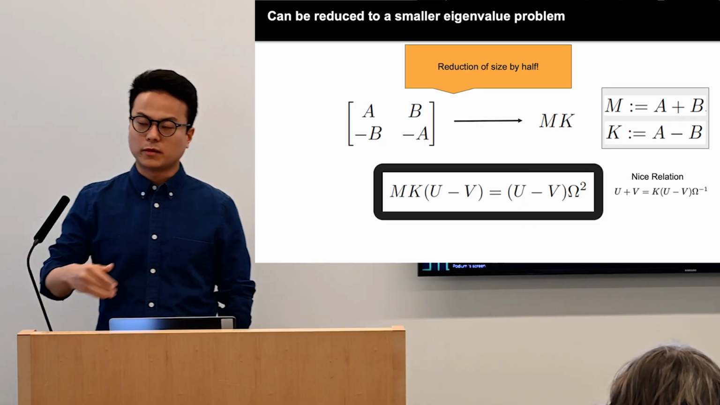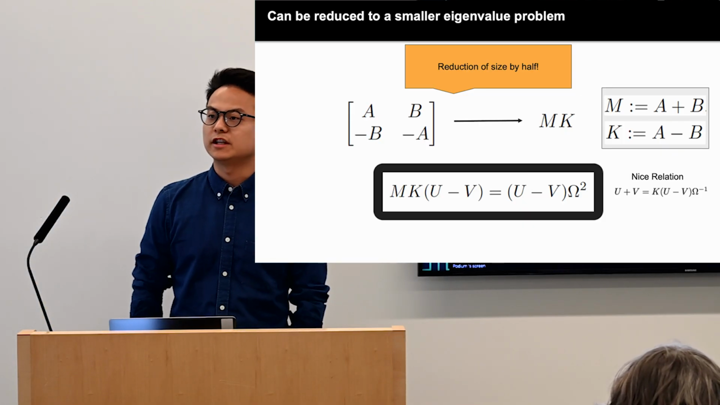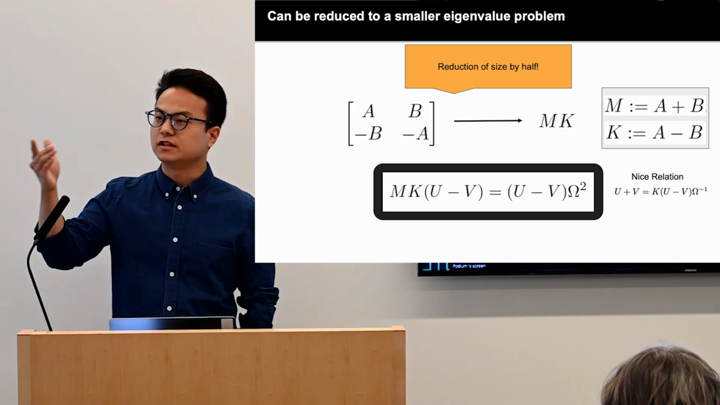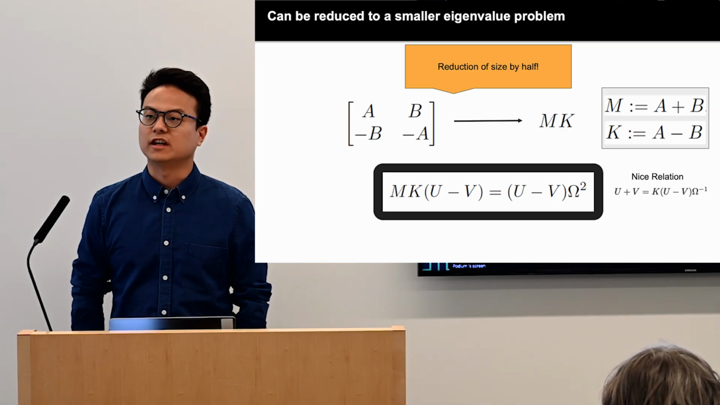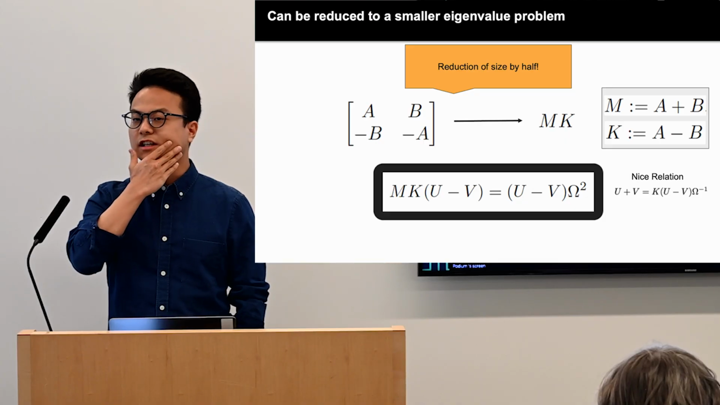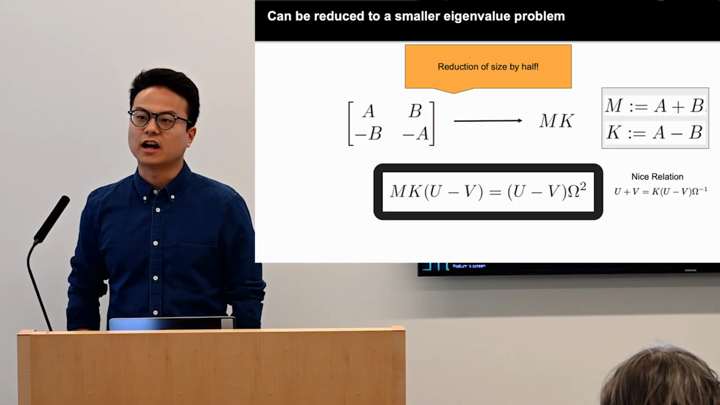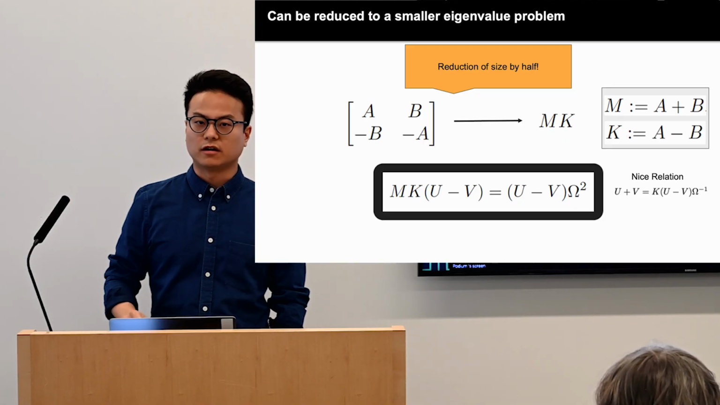And by making use of this nice relation that we have, where U plus V is equal to K to the minus one half times U minus V times omega to the minus 1, we can easily get the eigenvectors, the U's and V's, for our interest.